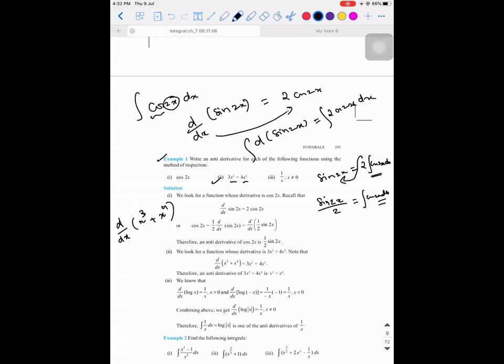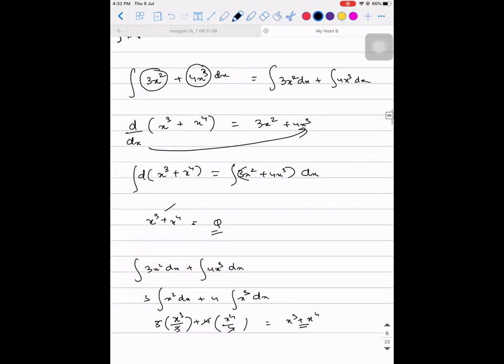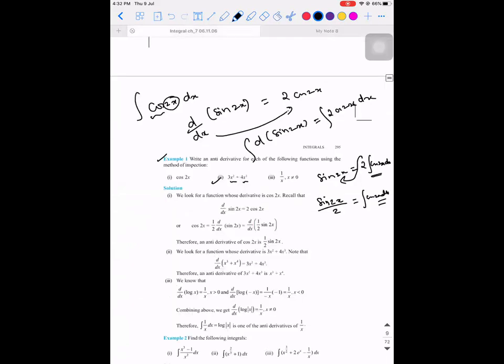Similarly, the antiderivative of 1 by x. The derivative of which function is 1 by x? Log x. So log x is the answer, log of mod x.